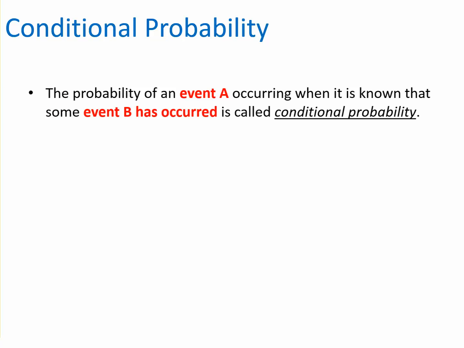Conditional probability is the probability of an event A occurring when it is known that some event B has occurred. Now I know when I write that, you either get it or you don't. The way I try to explain it is, when I say the probability of an event A, remember an event is something happening. It's like a set, it's a group of things.